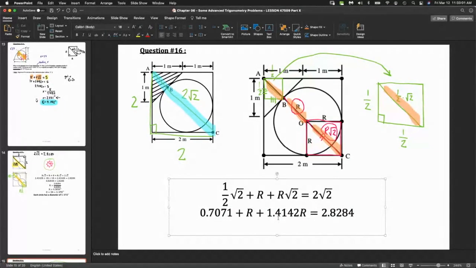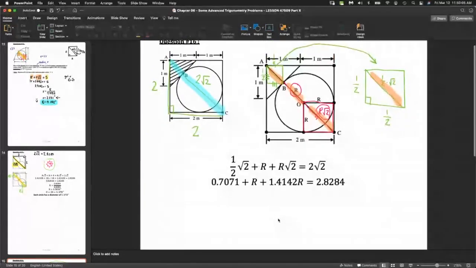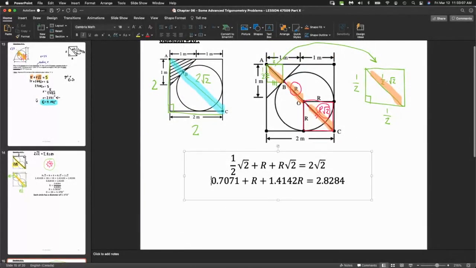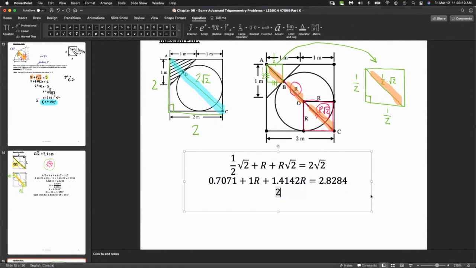Okay, so in this case, I'm going to move the diagram out of the way. We'll zoom out here. Let's get this 0.7071 here and move it to the other side. Also, let's take these R's here and combine them into a single term. So we're going to get the following: 2.4142 R equals 2.8284 minus 0.7071.